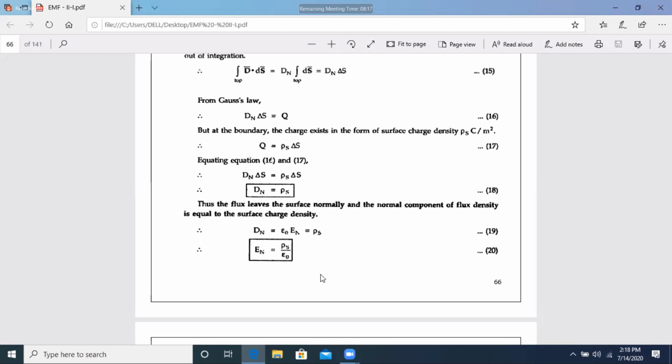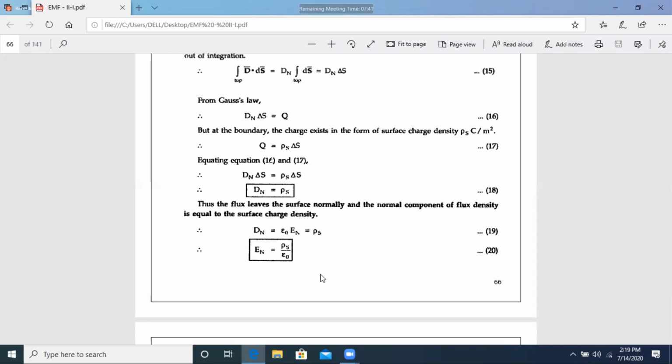Just say it one more time. Let me write it. D normal 2 equal epsilon R2 epsilon naught times E normal 2. That's one.